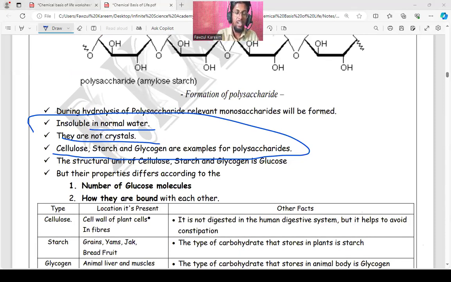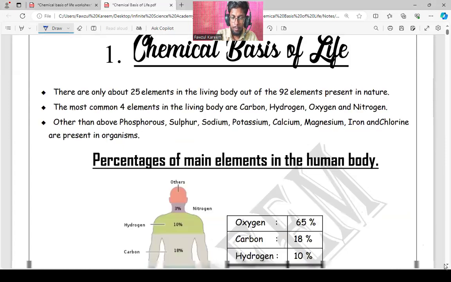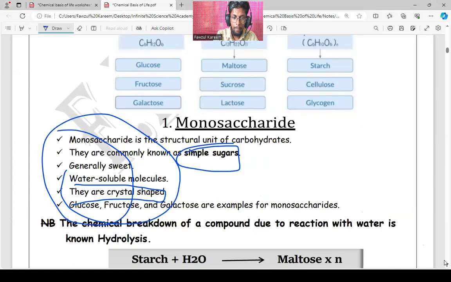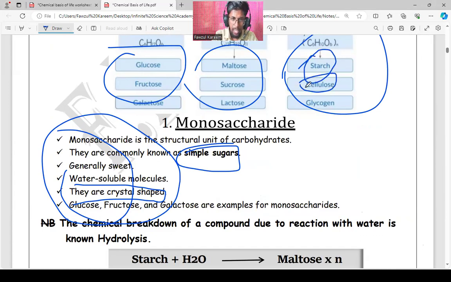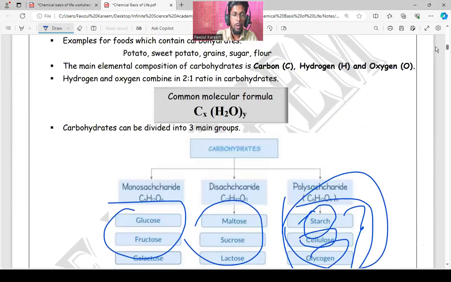Okay, sisters and brothers, listen very carefully, my dear. In this class, we have done the worksheet for the carbohydrates, for the monosaccharides and the disaccharides. For the polysaccharides, we have only explained what they are, but we didn't discuss starch, cellulose, or glycogen. So inshallah tomorrow, there will be a theory class at 7 o'clock. In that class, we'll discuss all these things.